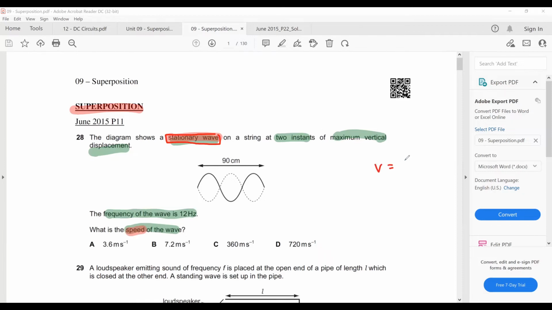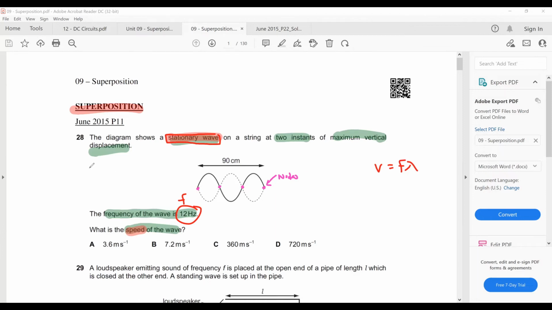Speed of the wave is v equals f lambda. You know the frequency. You're just missing the wavelength. So from here, you can actually see these points are your nodes, because you see they don't seem to vibrate.